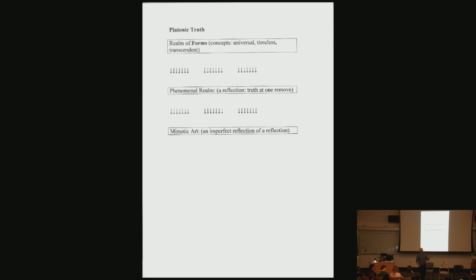This was Plato's system. If you've ever heard of his allegory of the cave, that's what he's talking about. If you haven't, it goes like this. What do you have up here on the front of the classroom here? What are these things? Chairs. How do you know that they're chairs?